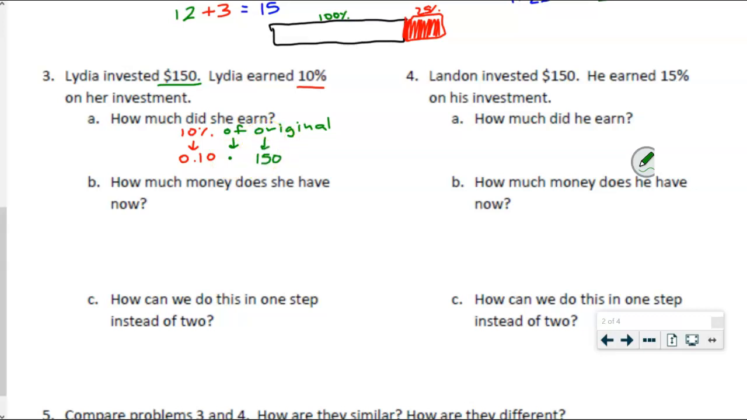Are you writing this down? Did you already write it down? What is 0.10 times 150 entered into your calculator? Seth. 15. How much did Lydia earn on her investment? She earned $15.